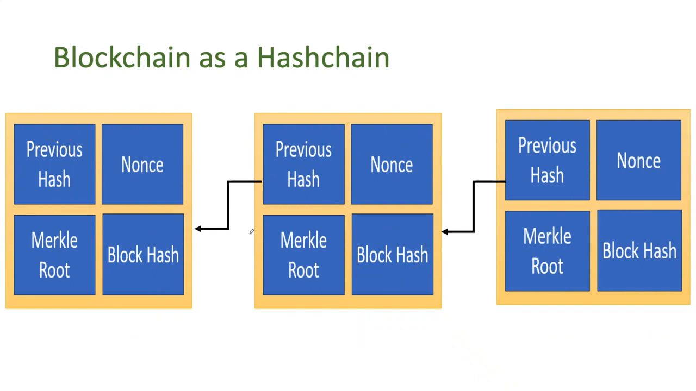If anyone asks what the different components are in the blockchain as a hash chain, there will be 4 components. First, the previous hash. Second, the nonce. Third, the new hash value, and the fourth one is the Merkle root.